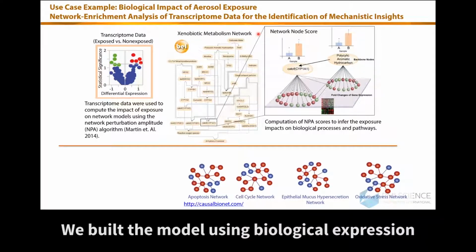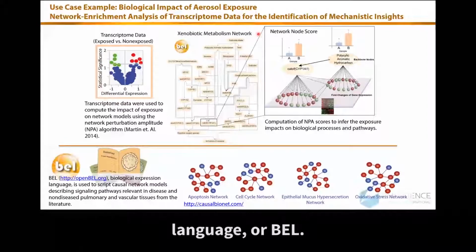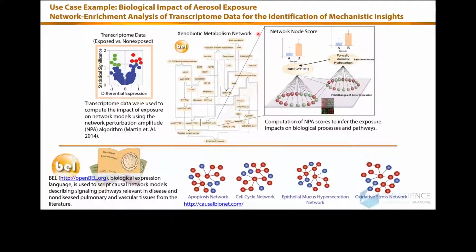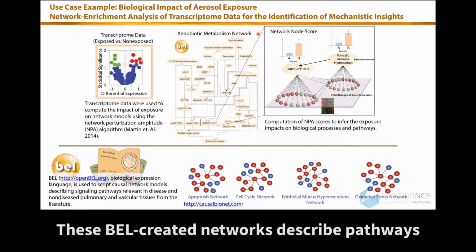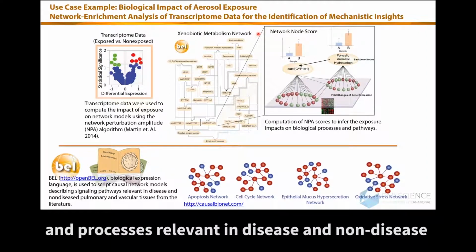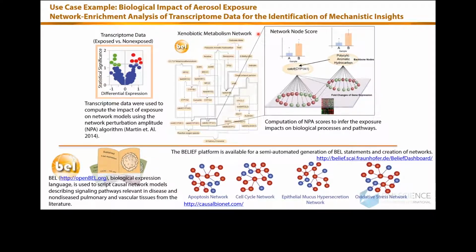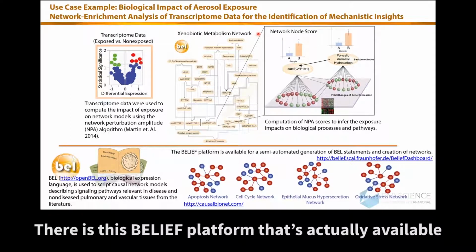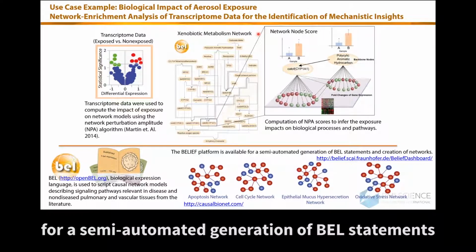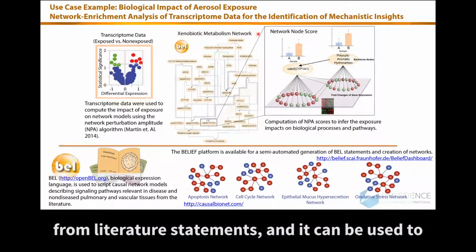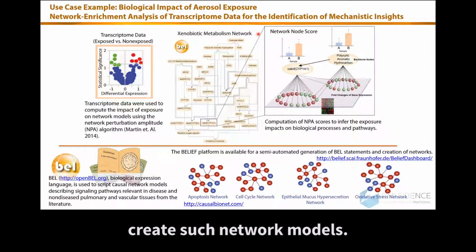We built the models using Biological Expression Language, or BEL. These BEL-scripted networks describe pathways and processes relevant in disease and non-disease pulmonary and vascular tissues, as described in the literature. There is also the BELIEF platform, available for semi-automated generation of BEL statements from literature statements, and it can be used to create such network models.